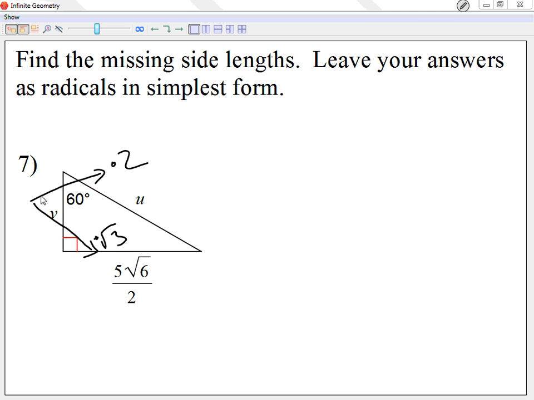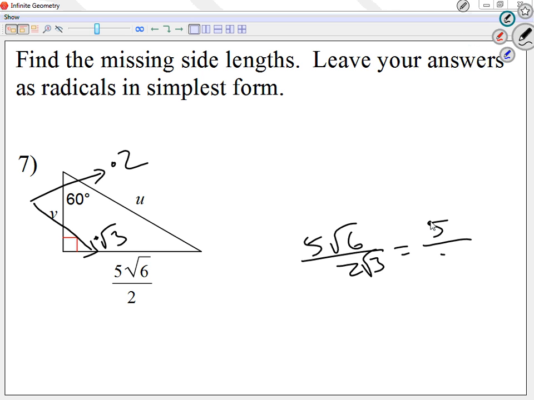Notice how here I'm going to go backwards. So let me do the work here. 5 radical 6 over 2. In this case, I'm going to divide by radical 3. So let me put my radical 3 at the bottom. So I have 5 over 2 to begin with. Simplify your radicals. 6 divided by 3, I'm going to get radical 2. So V is 5 radical 2 over 2.